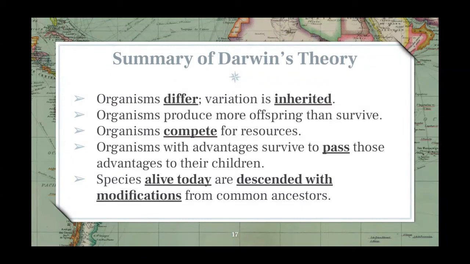Lastly, species alive today are descended with modifications from common ancestors. So what we're saying is the species that we see around us today, we can backtrack either genetically through DNA or through other means, which we're going to talk about later in evidence of evolution, that there have been changes over time, but again, we can track them back to common ancestors.